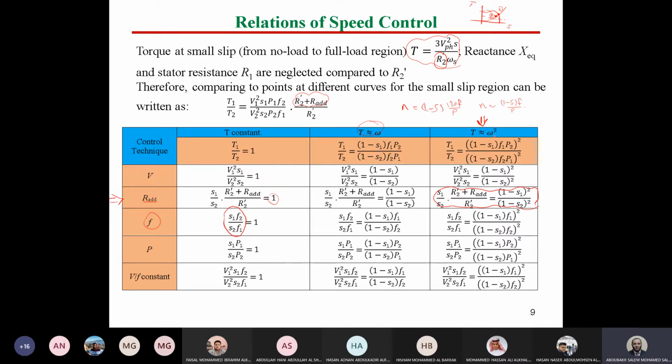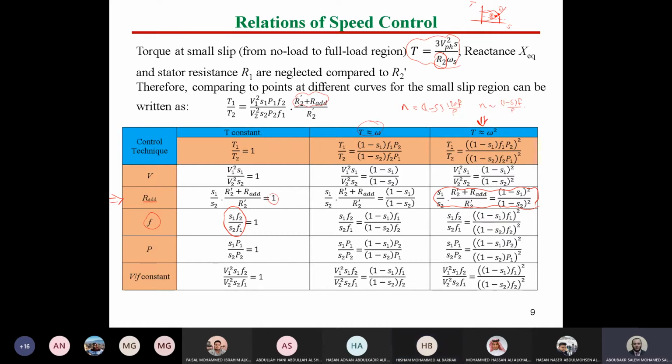Sorry, but here it is squared. So torque is proportional to omega square. So we can say T1 over T2 equals N1 square over N2 square, so we said 1 minus S1 square over 1 minus S2 square. So this is the way, Shabab, how we can construct this table, or how we can extract the proper relation in order to solve our problem. You got it, Shabab? Is it clear? Yeah, now it's clear. Yes.